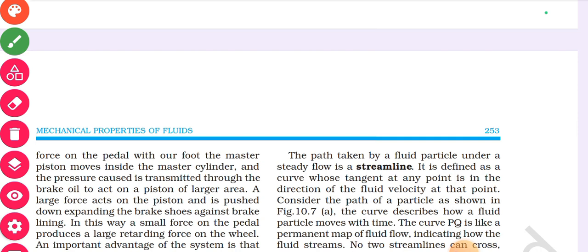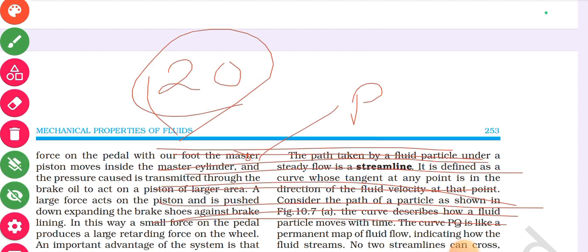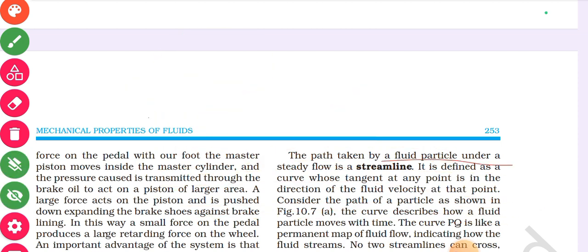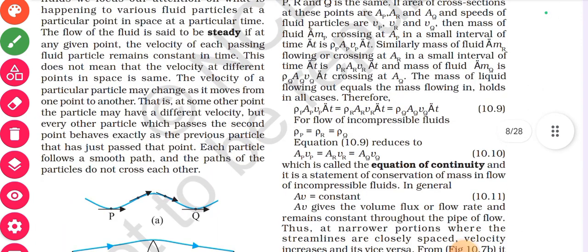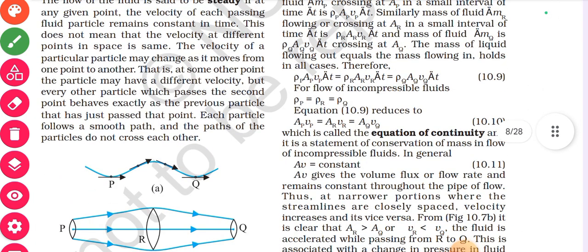The velocity at each point, of any point, for different molecules will be different; that will be termed as turbulent flow. The streamline flow is also called the laminar flow, and each path taken by the fluid will be called a streamline. Okay, then we have the equation of continuity.